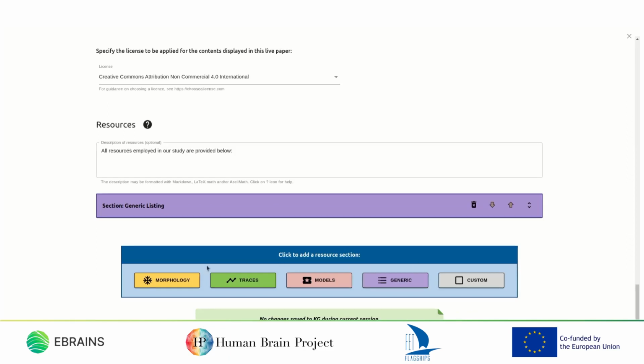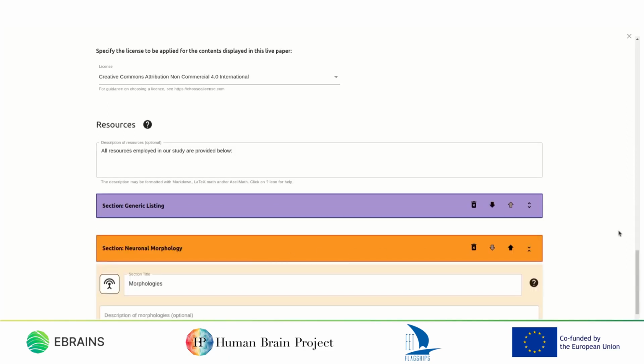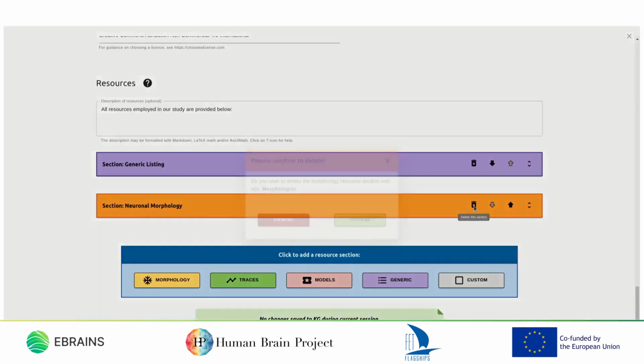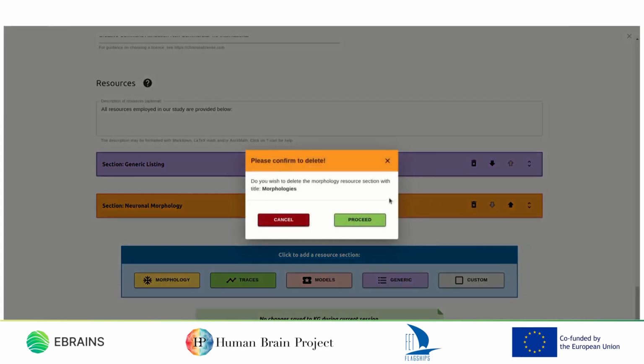To demonstrate this, I'm going to add another resource section. Now, by clicking on the up and down arrows, we can change the order of which appears first, which appears below. You also have the option of deleting a resource section, be it empty or having content. The delete action would ask for a confirmation before the section is actually deleted.